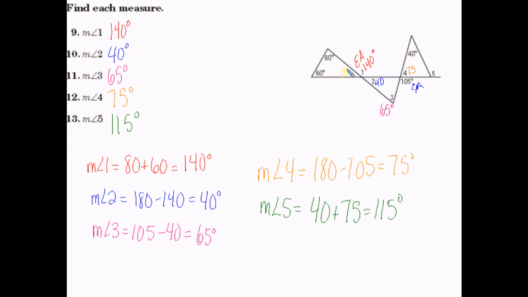When you add 40 plus 75 plus 115, it'll give you 180, right? No, angle 5 out here is equal to these two together. If I add 40 plus 75 and this angle right here, then I'll have 180. But since the 5 is on the outside, it's equal to these two added together by itself. Does that help?